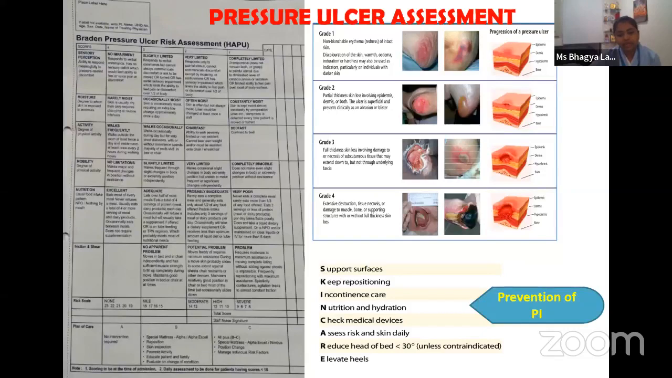Check medical devices. As I have shown in the picture, many medical devices are connected. Some may be on our back, some onto the legs, hands, limbs. So you have to make sure there is no pressure associated with that device. Because the moment the device is underneath our body, the chances of rubbing and friction increase and the patient will start developing pressure injury. Then assess the risk and skin regularly, reduce the head end, and elevate the heels. Next slide.